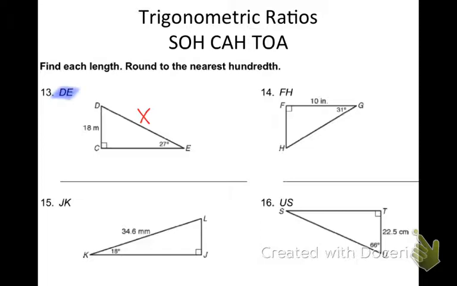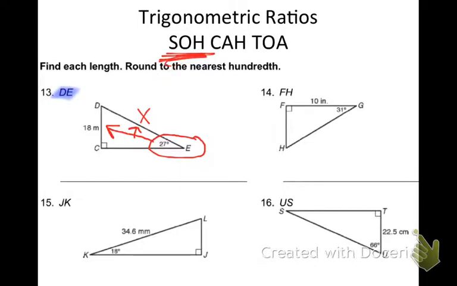If I look at my triangle, I'm given angle E, and I know that side, and I want to find that side. What trig function do you suppose I'm probably going to have to use? Sine, cosine, or tangent? Which trig function uses the opposite side and the hypotenuse? Sine. I'm going to have to use sine here for number 13.